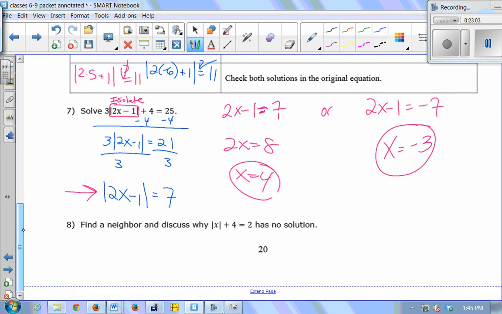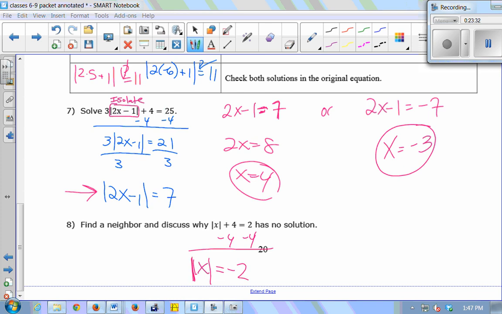All right, so I would like you to discuss with someone next to you why the absolute value of x plus 4 equals 2 has no solutions. All right, let's take a quick look here. Absolute value of x plus 4 equals 2. If I isolate the absolute value, before I start thinking about what x is, subtract 4 from both sides. So I get the absolute value of x equals negative 2.